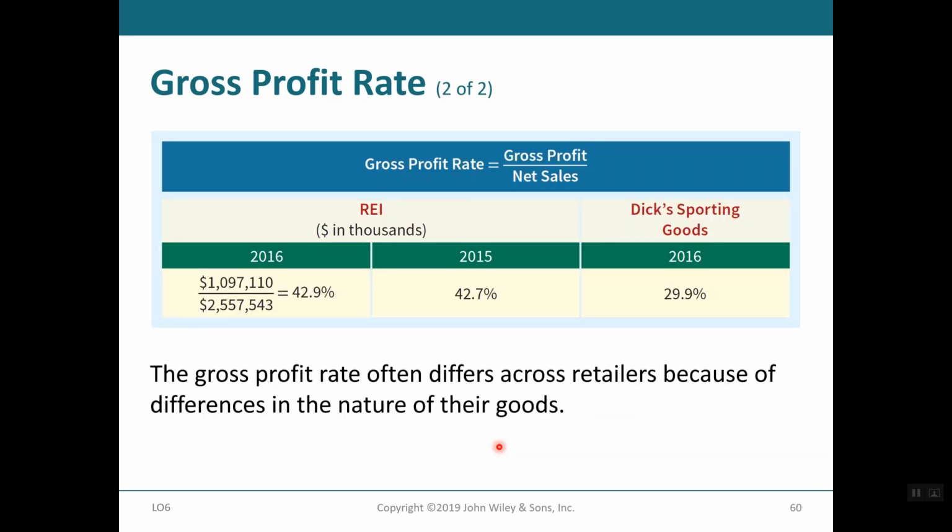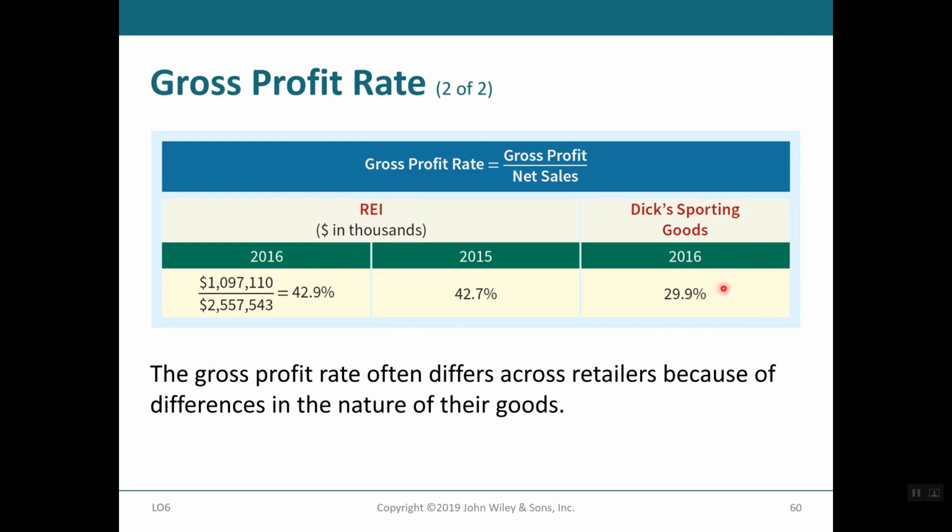Okay, so how do we calculate gross profit rate? Gross profit divided by net sales times 100. So we have it over there. Depending on the question, you have your gross profit, you have your net sales, you divide and multiply by 100, and that gives you your gross profit rate. So we found out that for REI in 2016, they had a higher gross profit rate than they did in 2015, which is pretty good.